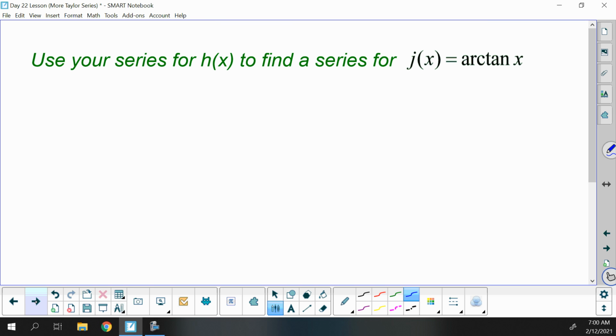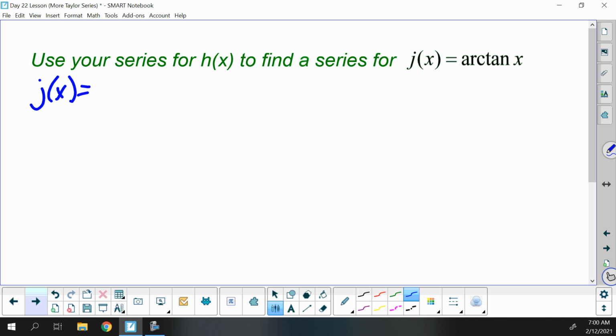Moving down to the bottom, we're going to use what we had in h of x to find a series for arctan, because the antiderivative of 1 over 1 plus x squared is just arctan. So for j of x, which is what they want us to call this, let's do our antiderivative of the series above. Let's first write out the terms.